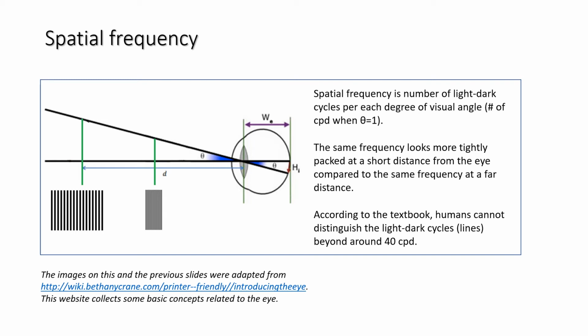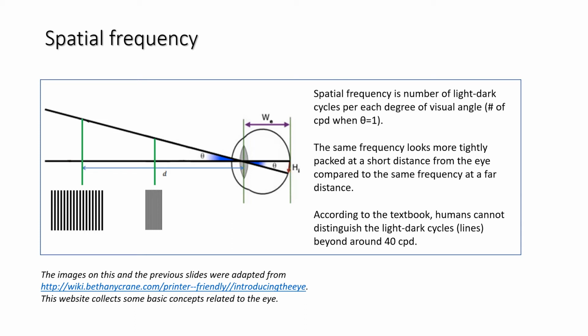As you can see in this slide, the pattern of lines packed together closer to us has to be spaced out more as it gets farther away in order for us to detect it. So the light-dark banding or frequency of an object has to be about 40 of these light-dark cycles per degree of visual angle. And this actually makes sense if you think about it.